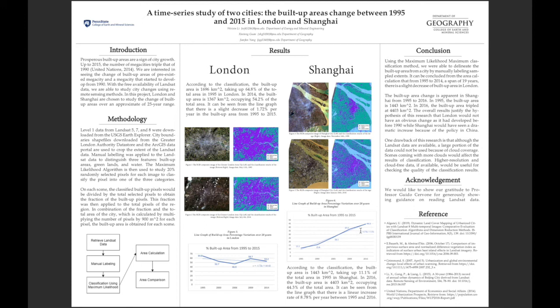To conclude, as a developed city, London does not have an obvious urban built-up area change in the past 2 decades. As we mentioned before, there is a slight decrease. Shanghai, on the other hand, shows an apparent increase from 1995 to 2016, with the built-up area tripling over the period. Overall, the maximum likelihood classification is a significant tool to study land cover types. For further research, higher resolution and cloud-free data, if available, will be useful for checking the quality of classification results.